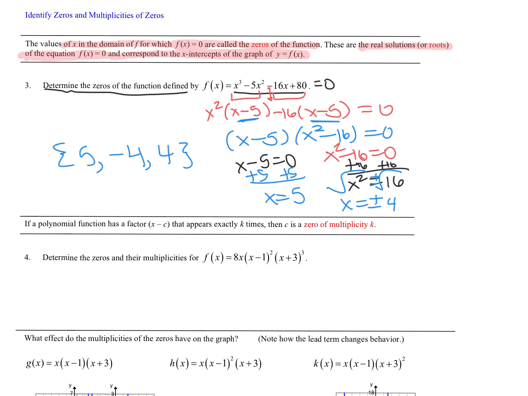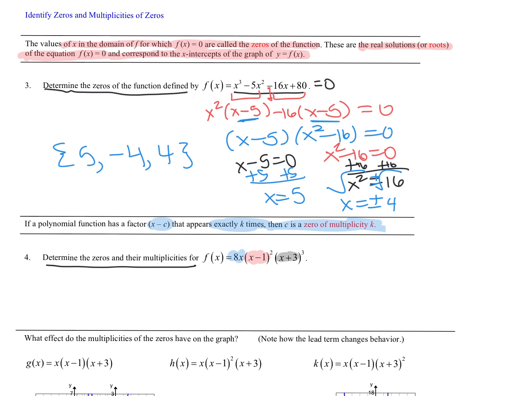Okay, so another thing that we are going to talk about is that if a polynomial function has a factor x minus c that appears exactly k times, then c is a zero of multiplicity k. Let me explain. This is already factored, which is great. So we want to determine the zeros and the multiplicities for that. What I'm going to do is set each factor equal to 0.